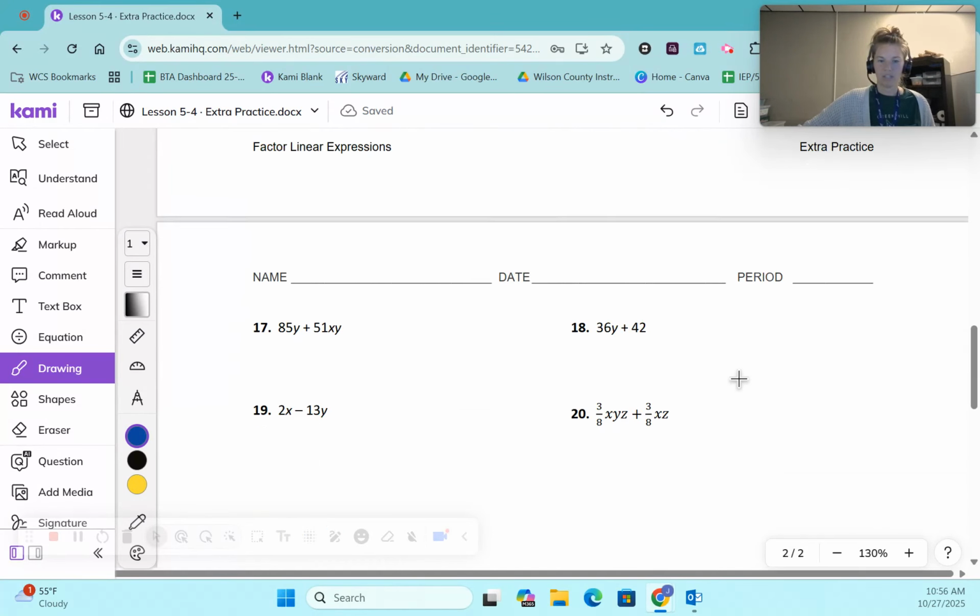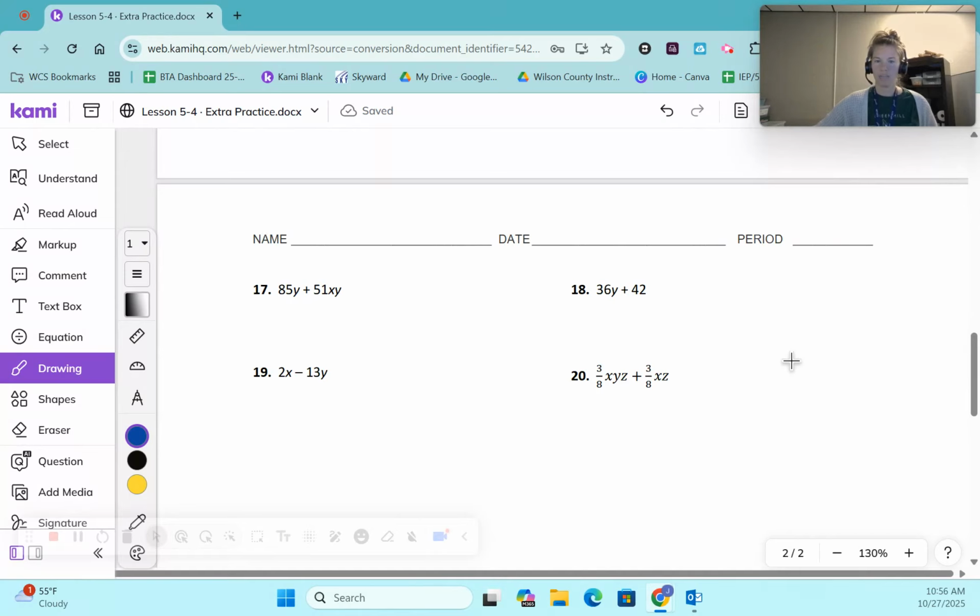Okay, and we're going to look at one more slightly complicated problem right down here. The coefficient of both of these is 3/8, so 3/8 gets factored out. And x and z are the factors that are the same here, so x and z will both be factored out. We will be left with only the y on this one, and then 3/8 xz divided by 3/8 xz is just 1. So that will be what is left inside your parentheses.